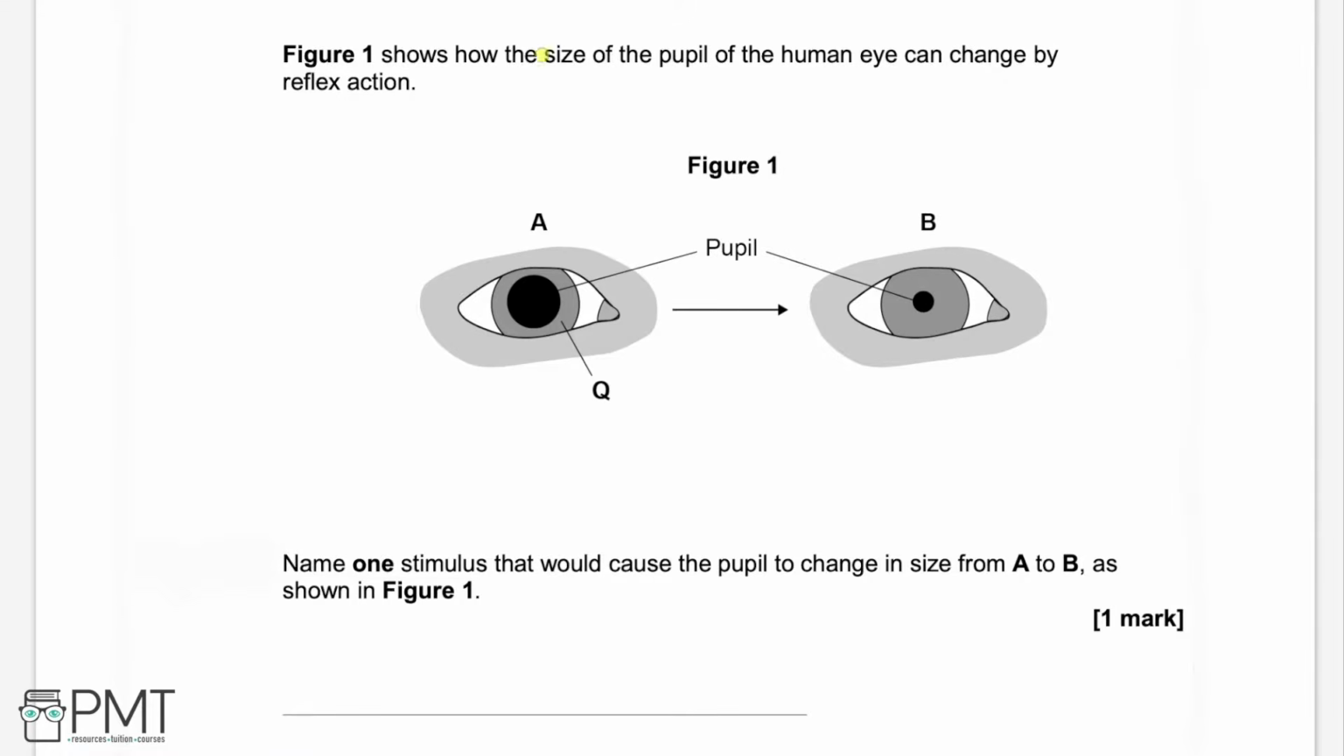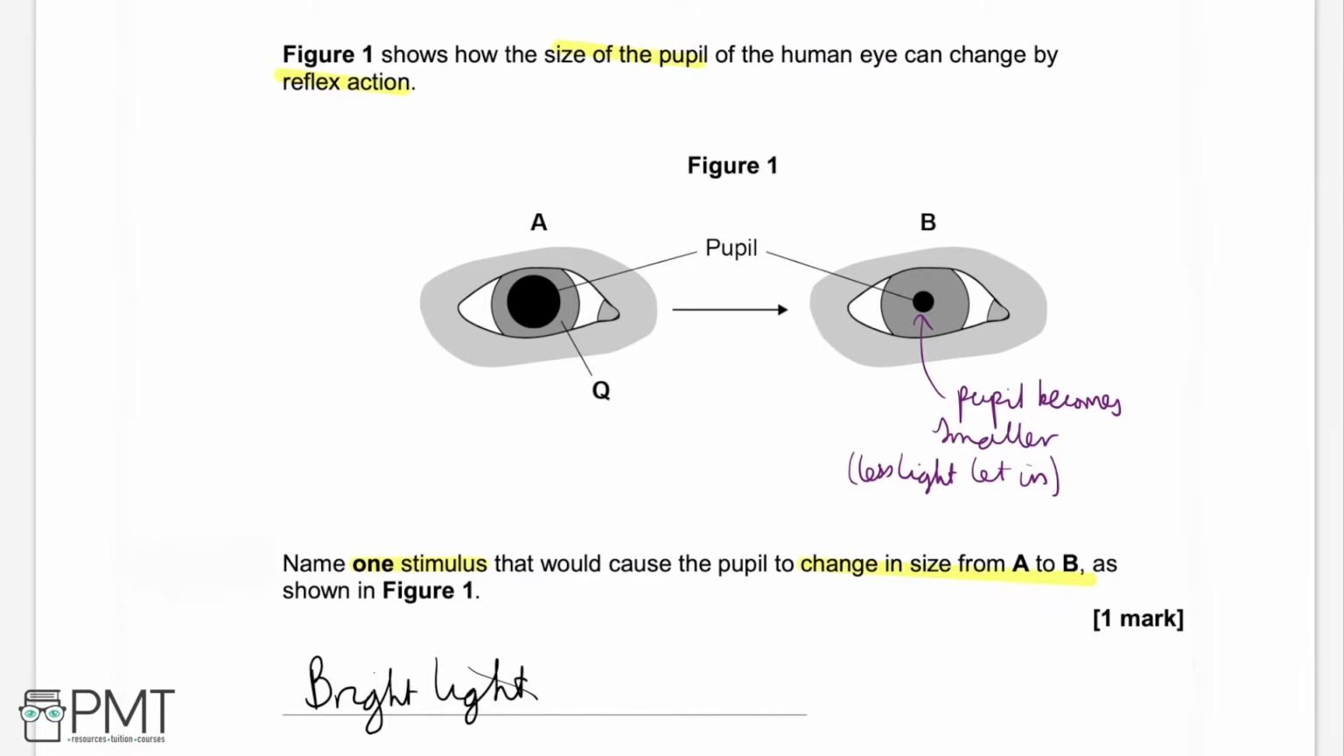Figure 1 shows how the size of the pupil of the human eye can change by a reflex action. Name one stimulus that would cause the pupil to change in size from A to B, as shown in Figure 1. Well, looking at Figure 1, we can see that the pupil, the black circle in the center, has become smaller. This means less light will be let into the retina, because the pupil is the hole through which light enters the eye. Well, what stimulus would mean that the eye needs to let in less light? Well, this would be bright light. Since if the pupil remained the same size, the retina may be damaged by the bright light.